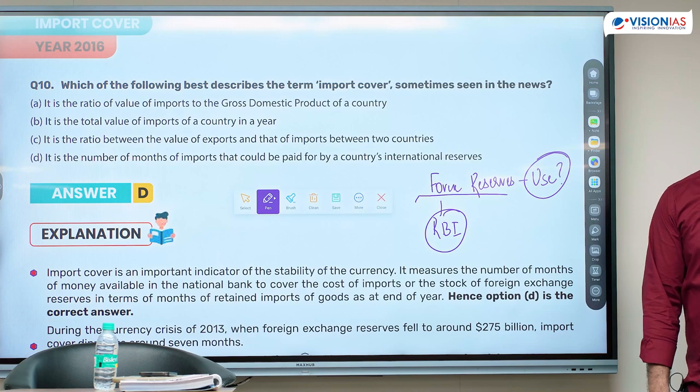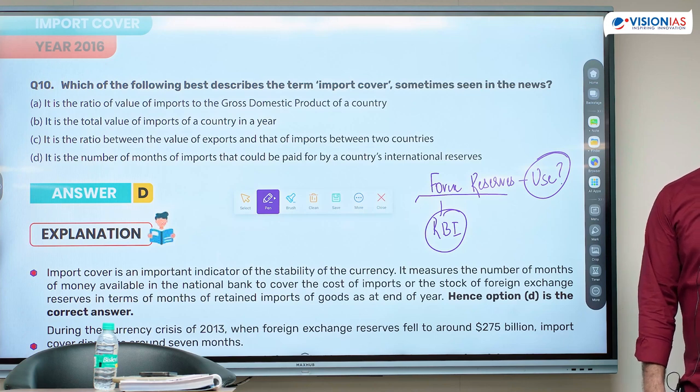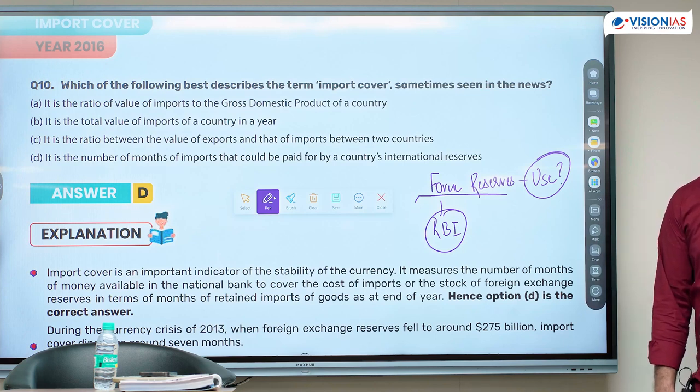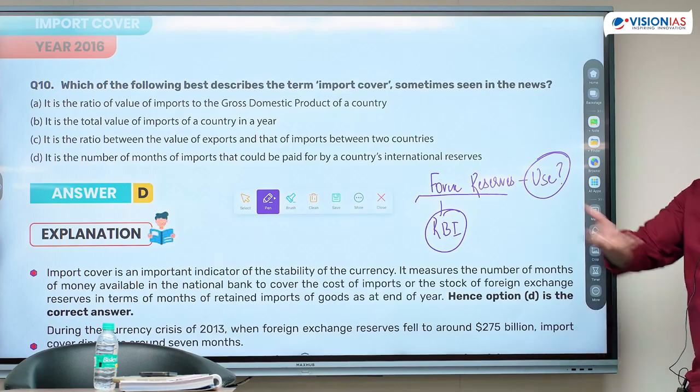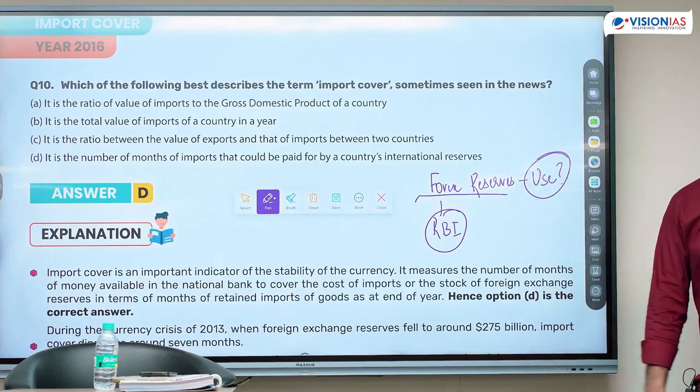Do you think RBI pays for the imports? Then? Do you think reserves are used for paying of the imports? फिर तो वो यूज ही हो रहा है. रिजर्व कैसे हुए?